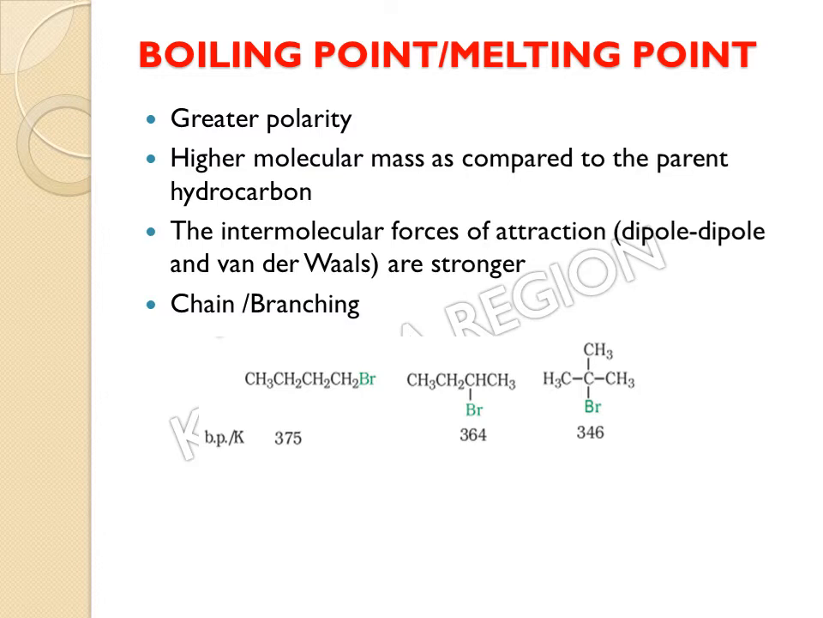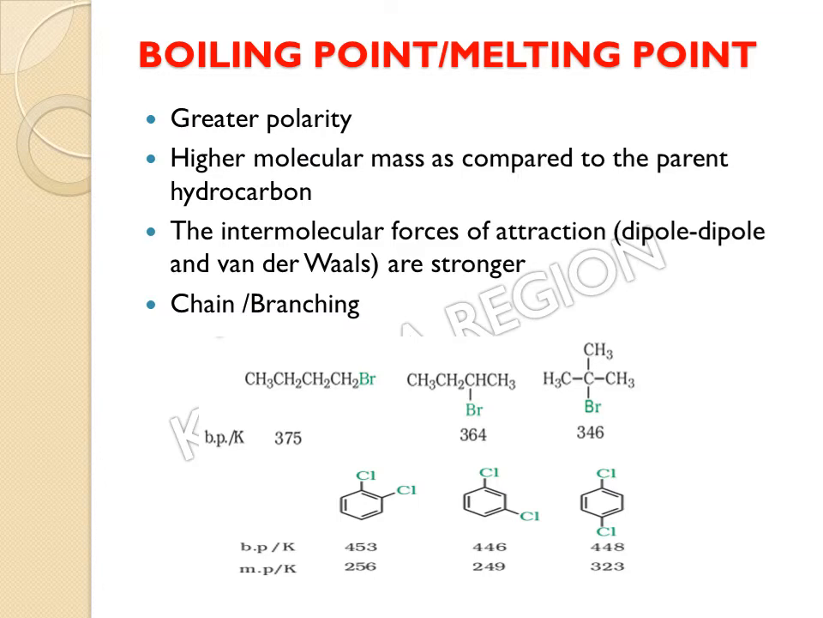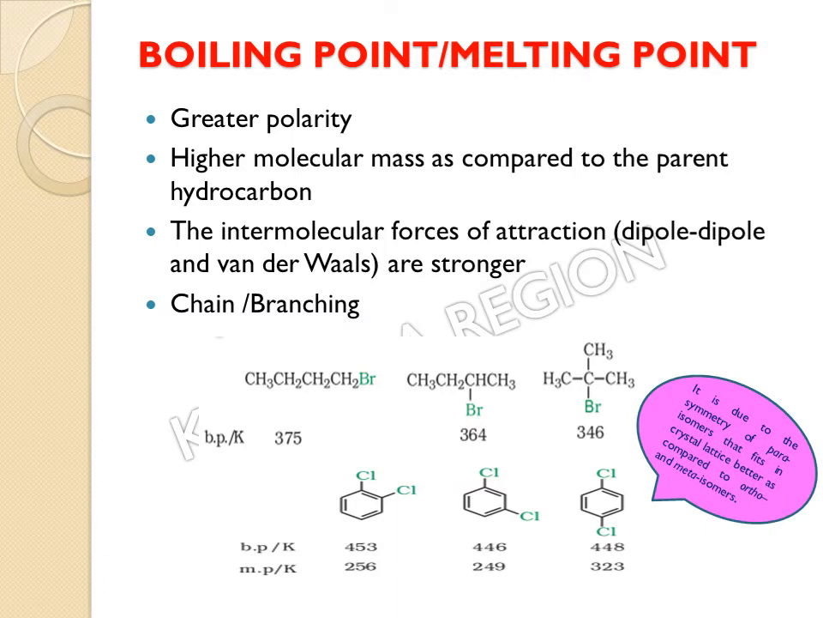In case of the first and third one, we can see the branching has taken place because of which the surface area decreases and hence the intermolecular force of attraction also decreases, resulting in decrease in the boiling point. In case of dihaloarenes, we can very well see that the boiling point and melting point of para-dihalobenzene is more as compared to ortho and meta. It is because of the symmetry of the para-isomer that fits in the crystal lattice better as compared to ortho and meta isomers.